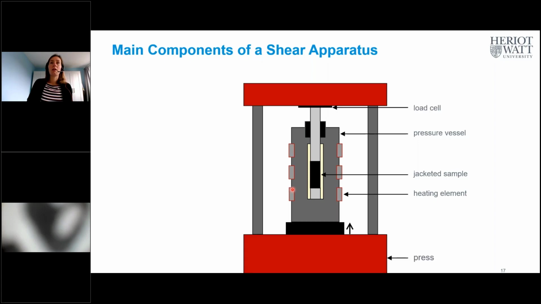And to actually generate the displacement of the sliders with respect to each other, the entire assembly is located inside a press. For this press, the bottom here can move up at different velocities. And at the top here, you measure the shear stress with a load cell.